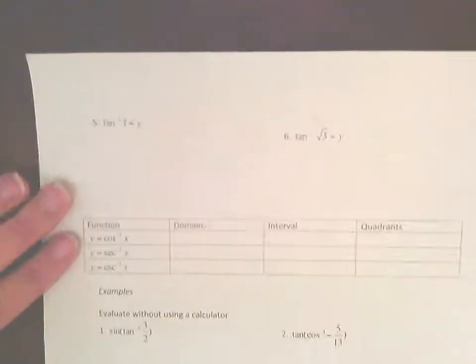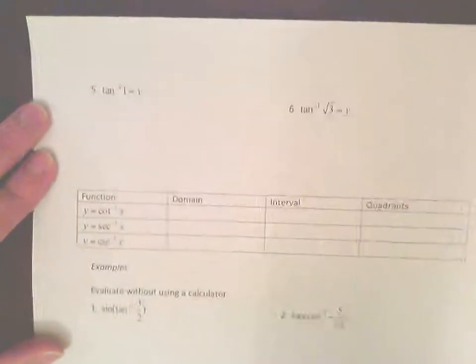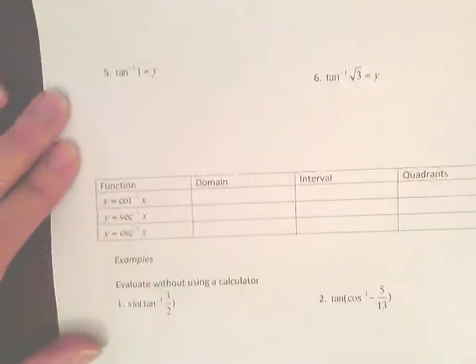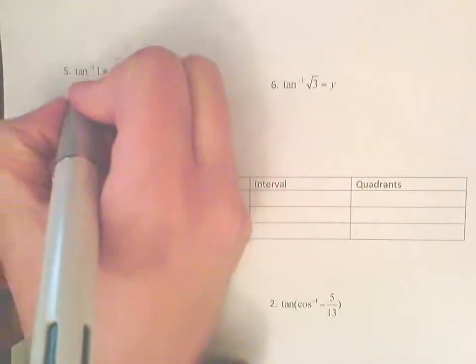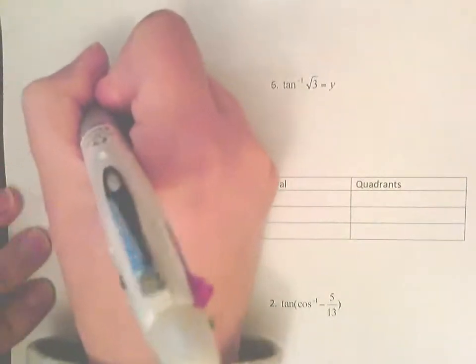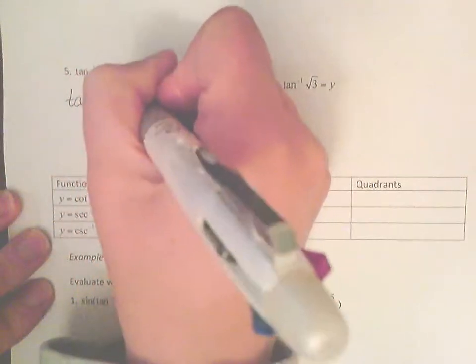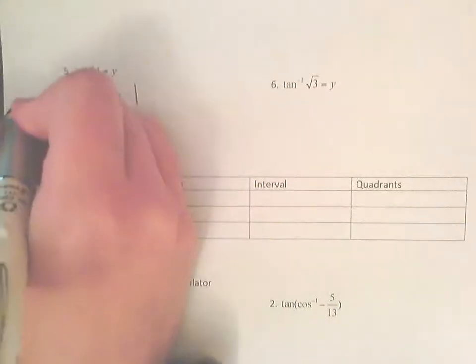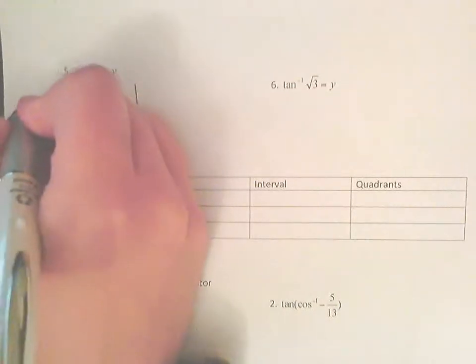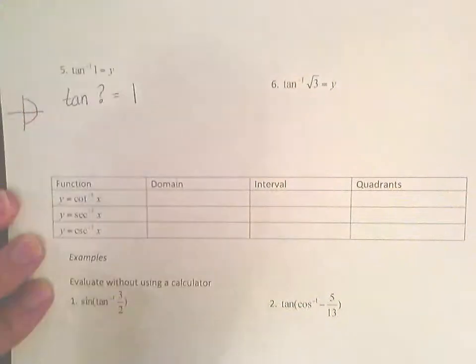All right, 2 more. Next one. Tan of what is equal to 1? Now, if you remember, where is the restricted domain for tangent? It's within these 2 quadrants.